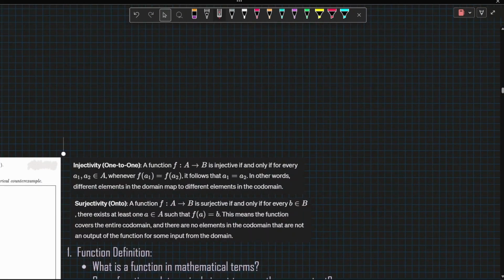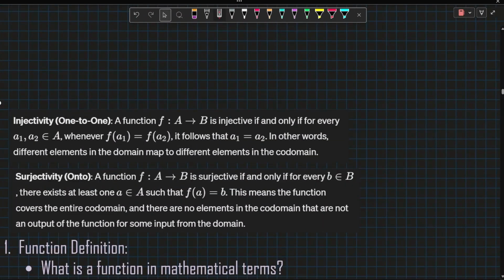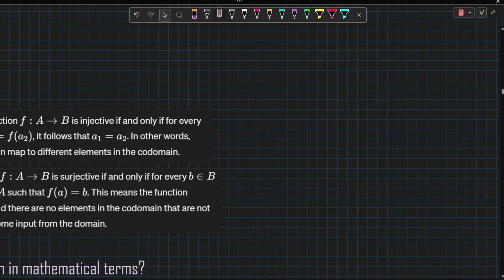Now, recall that for a function to be injective, or in other words, one-to-one, it must follow this definition. A function f defined to map A to B is injective if and only if for every a1, a2 element of A, whenever f(a1) is equal to f(a2), then it means that a1 is equal to a2. So let's write that in a more mathematical way. And perhaps this might help you to understand.